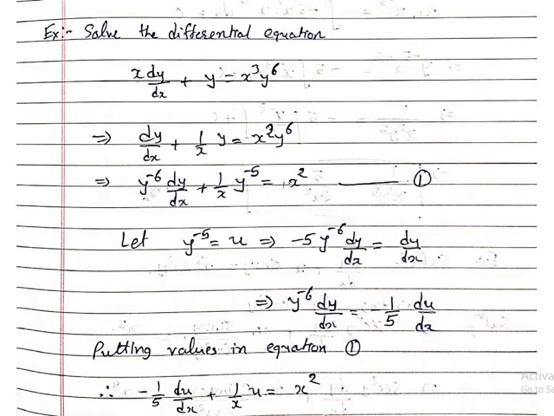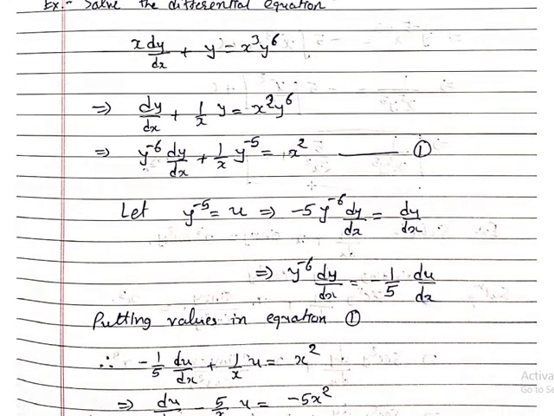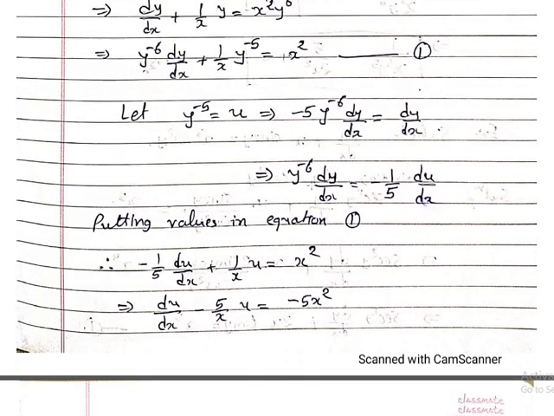Solve the differential equation x dy by dx plus y is equal to x cube y raised to 6. So here the power of y is extra. So first we are dividing it with x. So this is dy by dx plus 1 upon x y is equal to x square into y raised to 6. Now dividing with y raised to 6, that will be y raised to minus 6 dy by dx plus 1 upon x y raised to minus 5 is equal to x square. This is your equation number 1.